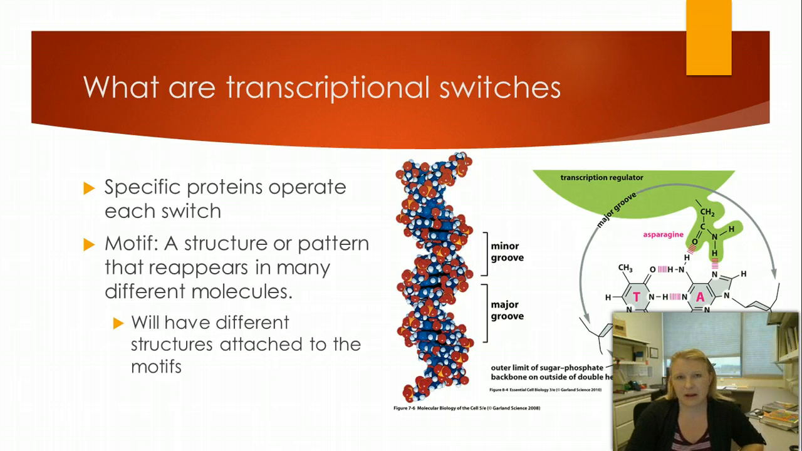And we've already talked about how DNA and proteins are free to interact when we talked about histones and things like that. So this is not necessarily a new concept, but that's how these transcription regulators work: they bind directly into the DNA, either the minor groove or the major groove.